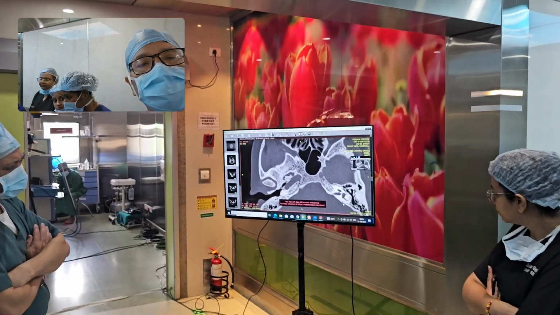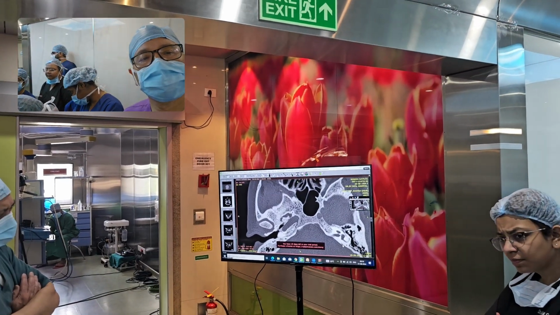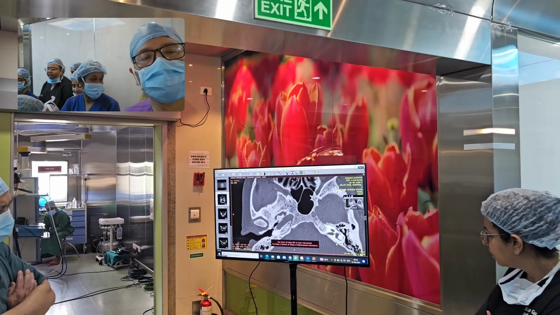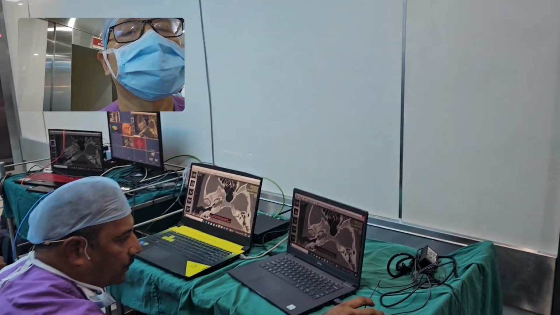And here, this is looking absolutely normal. How can you suspect a dilatation of the endolymphatic sac? At the largest diameter, if it is more than 2.5 millimeter, you can be suspicious of this.